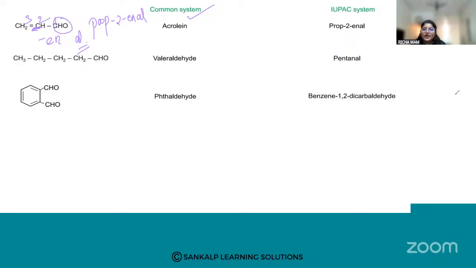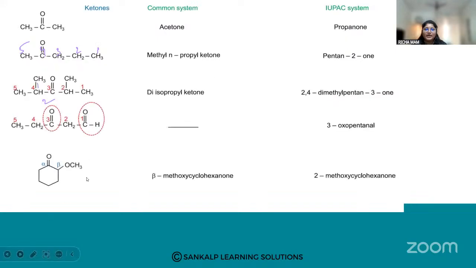Next compound is this. So 1, 2, 3, 4, and 5. The common name is valeraldehyde, and the IUPAC name is pentanal. Then here you can see, this is 1, 2. So phthalic aldehyde, and the name is benzene-1,2-dicarbaldehyde. So these are some of the compounds where we have seen the common name as well as the IUPAC name. This was with respect to aldehydes.